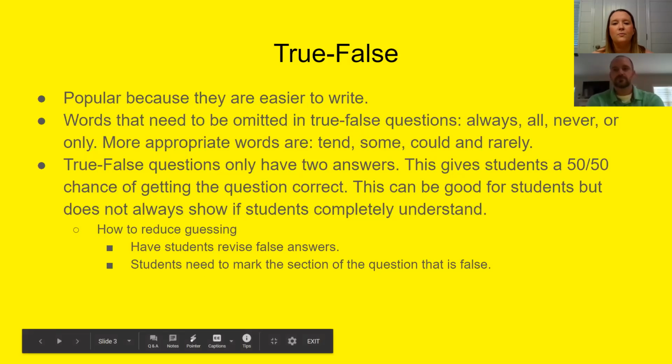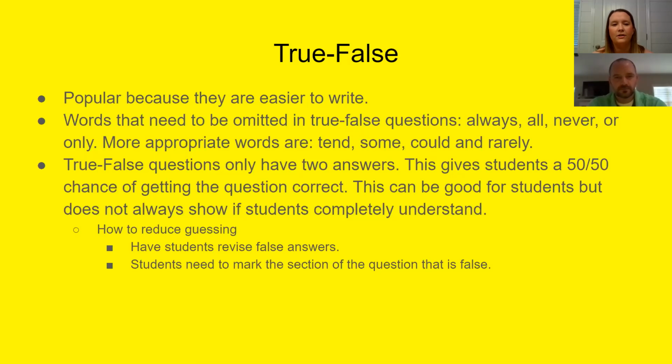You want to omit some words because they can become confusing, like always, all, never, only, items like that, because sometimes when you say things just with talking, you say it always, it's not necessarily true, so it makes it a confusing question. So you may want to switch and use words like tend, some, could, or rarely. True/false questions will only have 2 answers, like I mentioned above. The answer is going to be true or false.